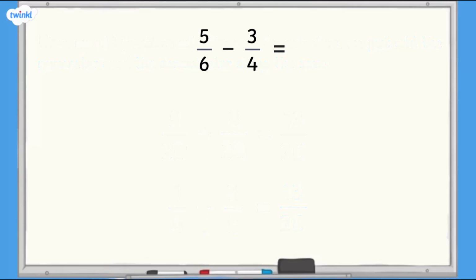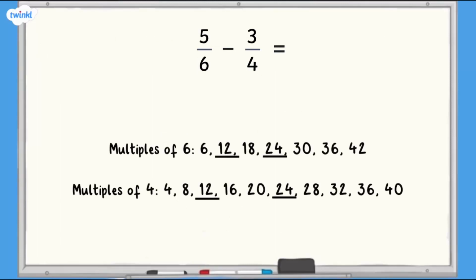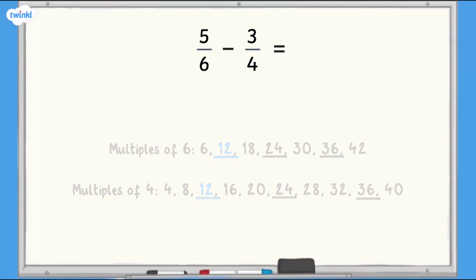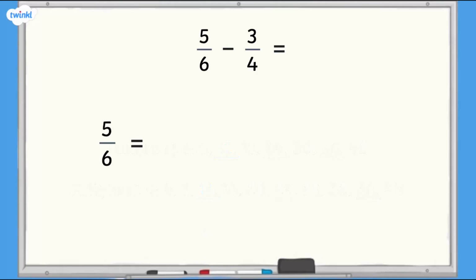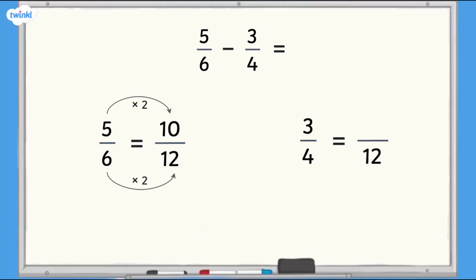We need the fractions to have a common denominator, so we need to find a common multiple of 6 and 4. When we list the multiples of 6 and 4, we can see that the common multiples are 12, 24, 36, and so on. The lowest of these is 12, so 12 is the lowest common multiple of 6 and 4. We need to convert 5/6 and 3/4 into fractions that are equivalent with a denominator of 12. 5/6 is equivalent to 10/12. 3/4 is equivalent to 9/12.